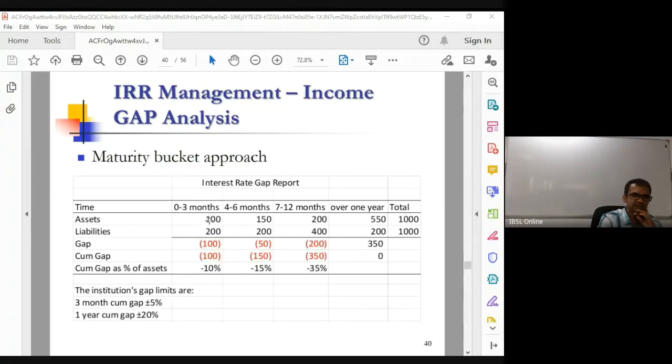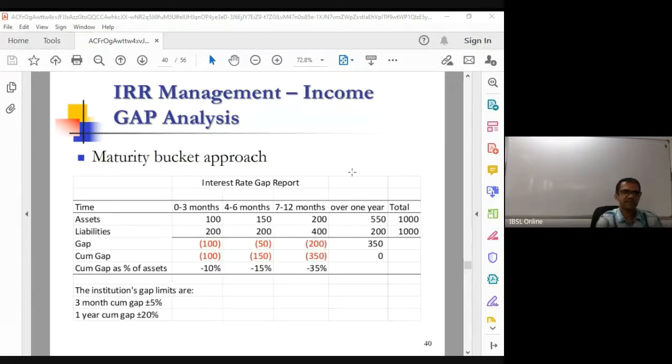While increasing assets in the 0 to 3 months bucket, the best place to create the liabilities is in the over 1 year bucket. So then that will balance. That is one way, creating more assets and more liabilities, but in different buckets, while bringing down the gap to the limit. Or the other way is to restructure the existing balance sheet, but practically this would be very difficult.